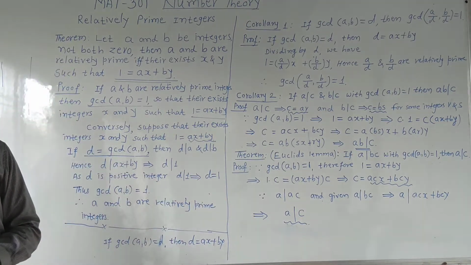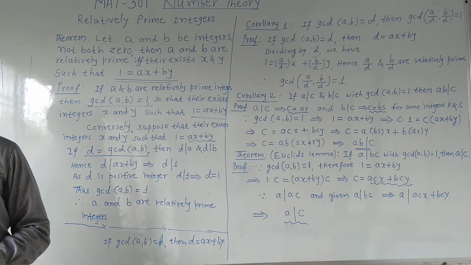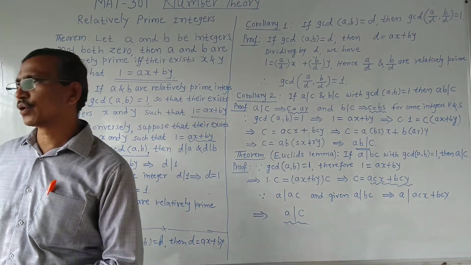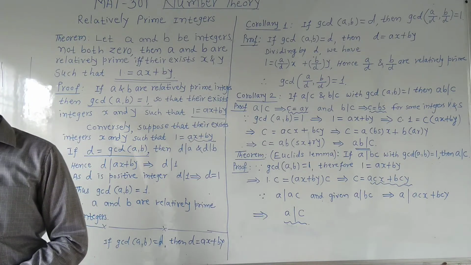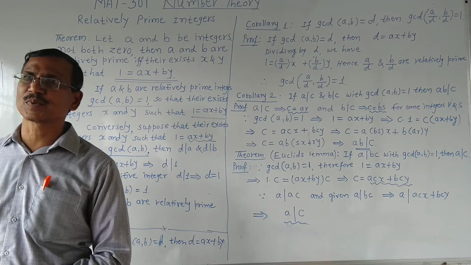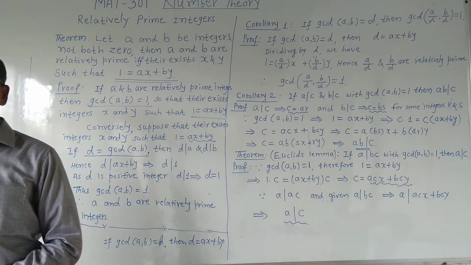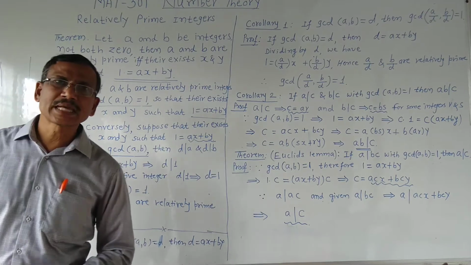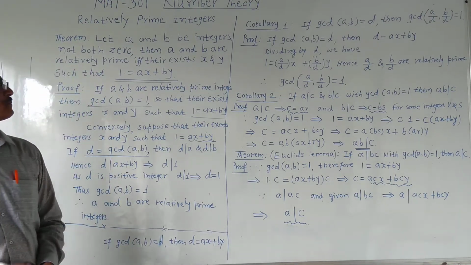There are two parts you have to remember. If a and b are relatively prime integers, then 1 is equal to ax plus by, and conversely, when we have 1 is equal to ax plus by, then a and b must be relatively prime integers. Using this theorem we shall prove some corollaries.